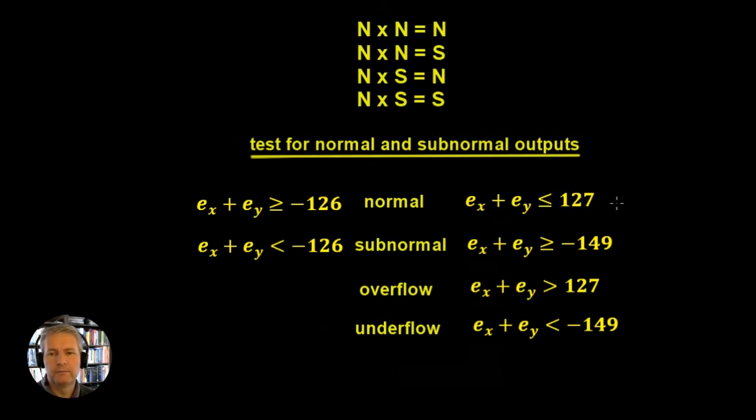Now we could do the same for the subnormal numbers. We know that the subnormal numbers are going to range between minus 126 and minus 149. And we could do the same for the overflows. So it's going to overflow if it's a number greater than 128, and it's going to underflow if it's a number less than minus 149.